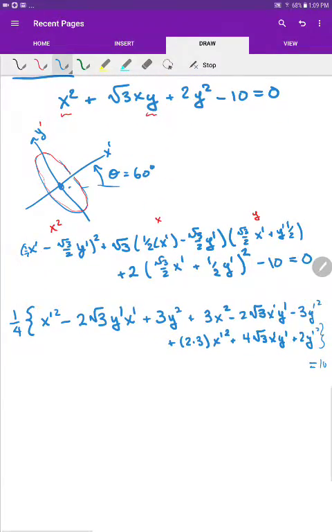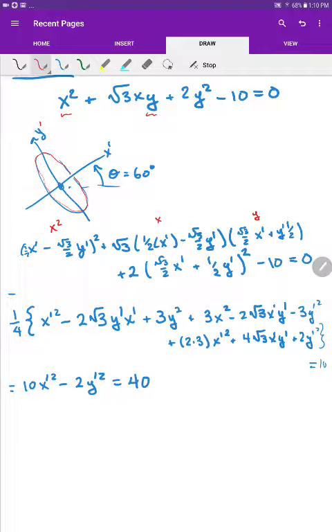So in my head I was pulling out a 1/4 on all that. You might want to take an intermediate step if you're working through this, to see how things work out. So this equals essentially 10 x prime squared plus 2 y prime squared equals 40. When you simplify it down, a lot of these cancel out.